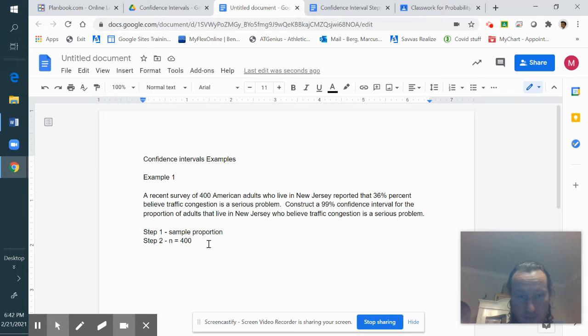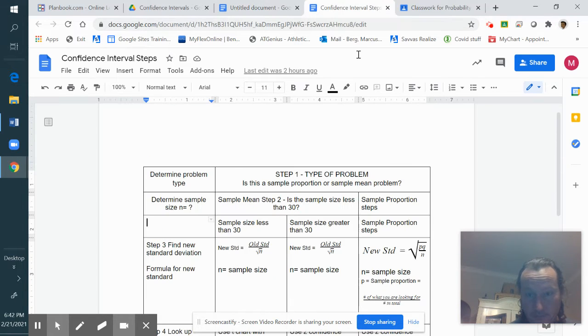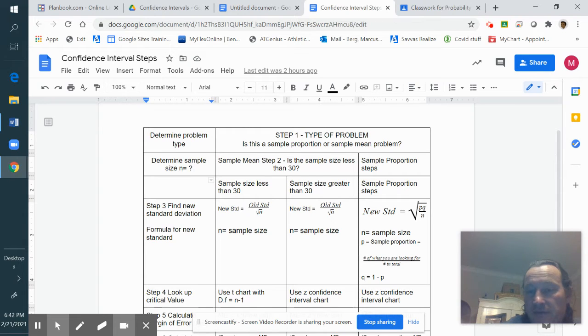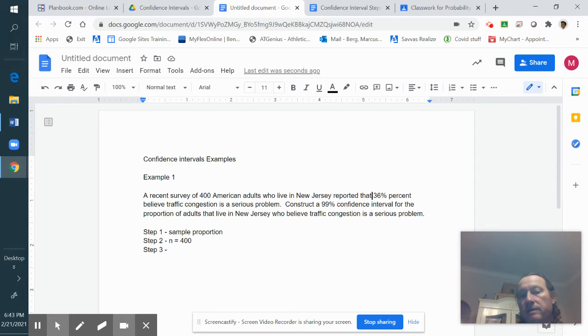So we found what type it was. We found the sample size. And let's see what we need to do for step 3. All right, so we're going to need a standard deviation for this sample. And to get the standard deviation, we're going to do the square root. Notice we're in sample proportion. We're in step 3. My new standard is going to be the square root of P times Q divided by N. N is the sample size that we just found out. P is called the sample proportion. It's the number of what you're looking for over the number in total. In this case, they already did that. And then Q is 1 minus P. So in this case, if we look at the problem, we have our proportion already, so we don't have to do anything. Our proportion is 0.36.